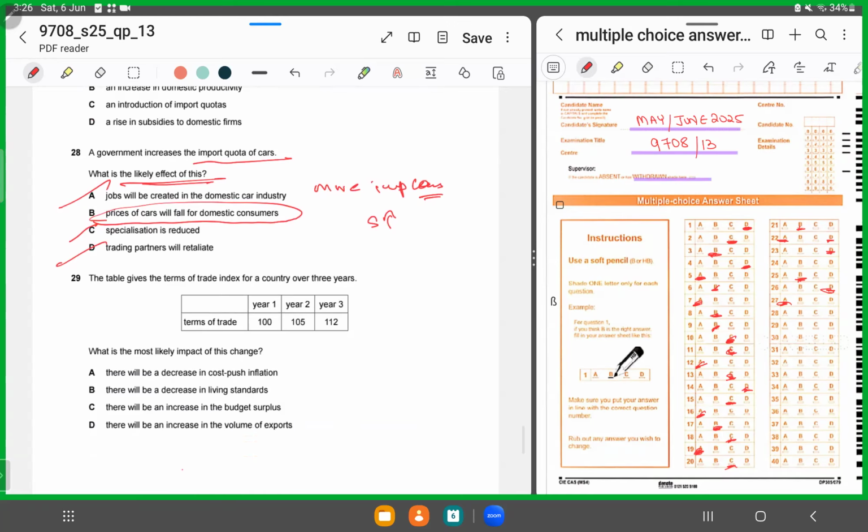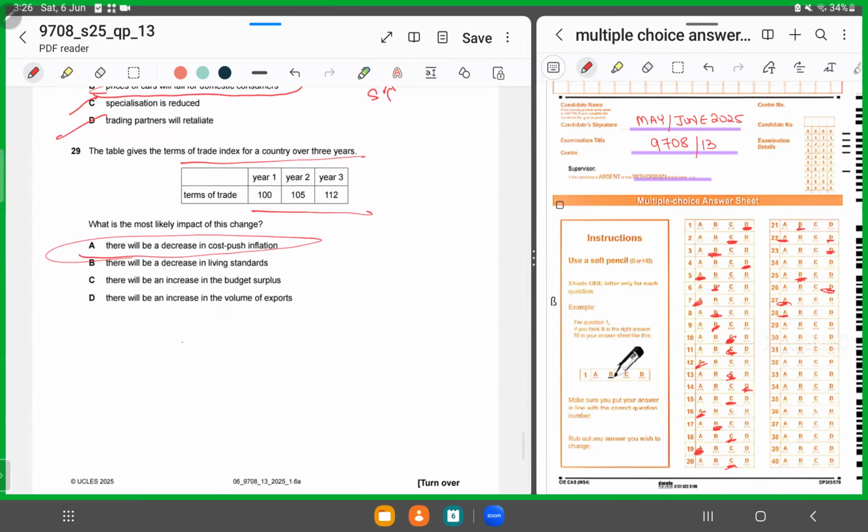Now, 29 talks about terms of trade over 3 years. Now, notice the terms of trade has improved. Terms of trade is value of export prices upon value of import prices. So, if terms of trade has improved, this means that export prices relative to import prices have improved or risen. As a result, what would have happened? That means imports would have gotten cheap and raw materials could be cheap, right? So, the cost of production must have fallen. So, that means there would have been a decrease in cost push inflation. So for 29, we'll shade in A as the correct answer.